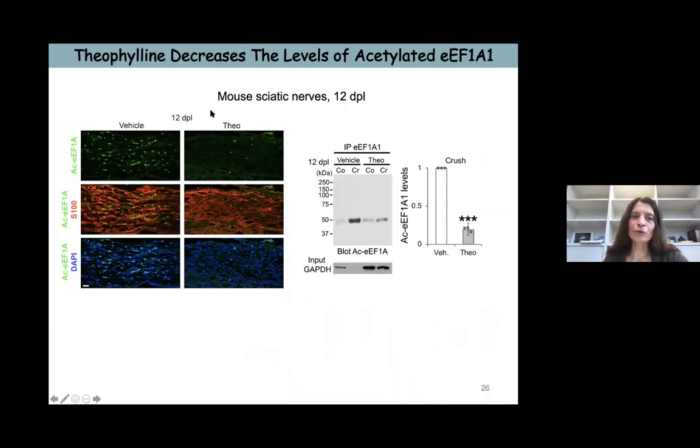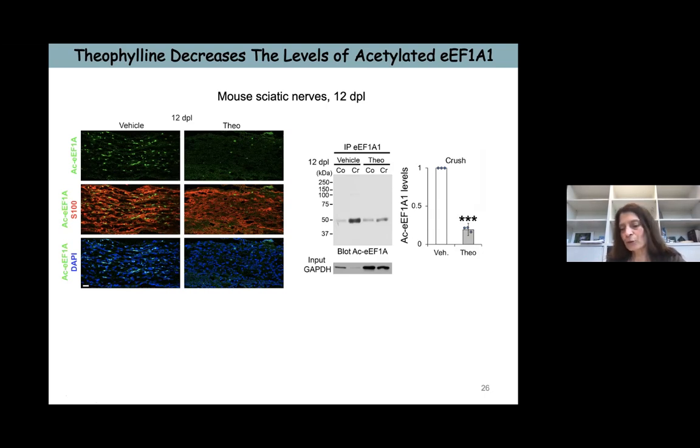We show that after 2 days of treatment, you can see the level of acetylated EF1A here in vehicle-treated mice. And in the Theophylline-treated mice, you can see the levels are very, very low. So we show that by immunofluorescence, but also by immunoprecipitation. So you can see the crushed nerve here, the contralateral nerve of the Theophylline-treated mouse, and that's the crushed and contralateral of the vehicle-treated mice. So you see the levels are very low, and this is quantified here. So Theophylline decreases the level of acetylated EF1A1.